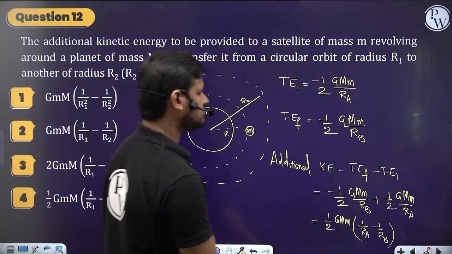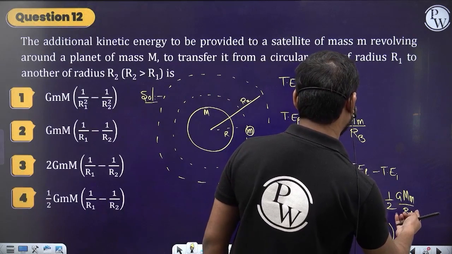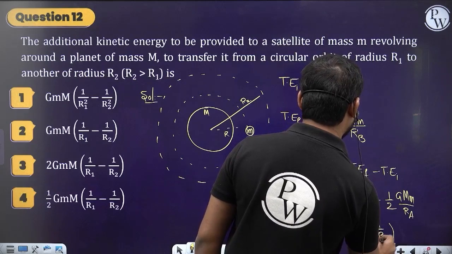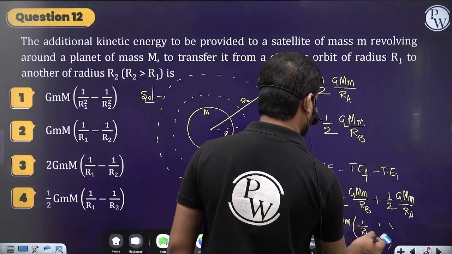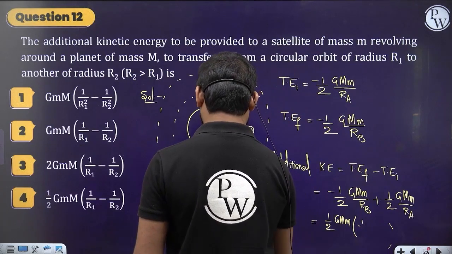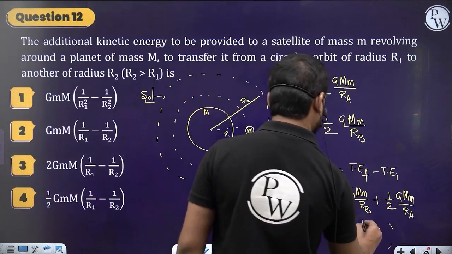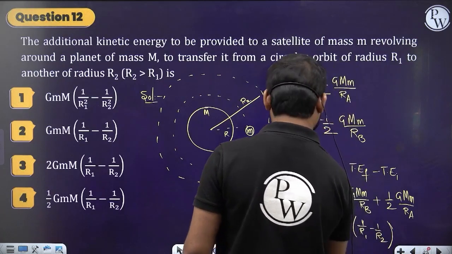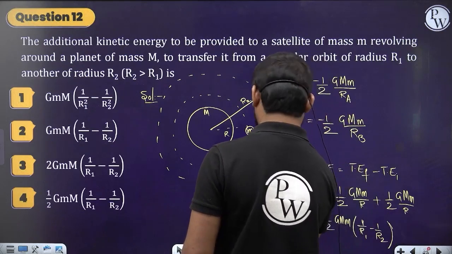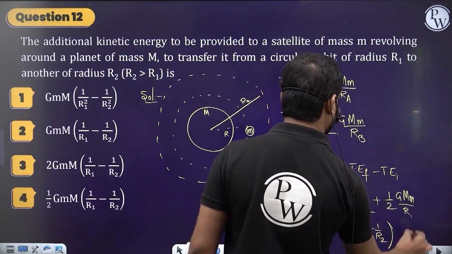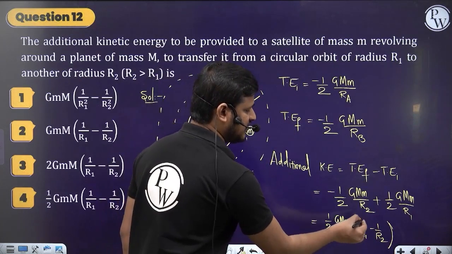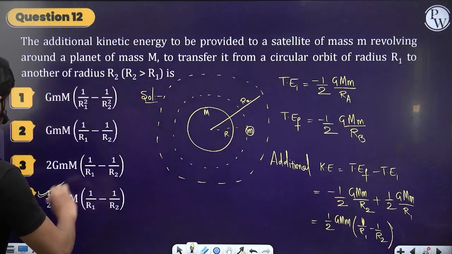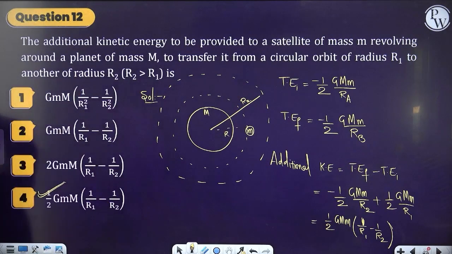So yes or no? RA means R1 and RB means R2, so I can write it in terms of 1 and 2: 1 by R1 minus 1 by R2. So better write this way. So here also, this is R2, this is R1. Done. So this is 1 by R1, and this term is minus 1 by R2. So option 4 is the correct one, guys. Done. Clear?